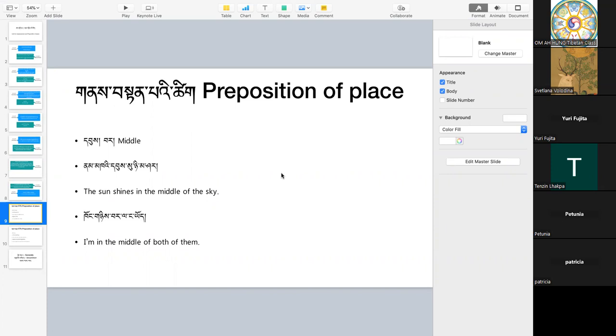So we have one preposition, but two words which have similar meaning. So the preposition today is middle, which is u or par. So u.